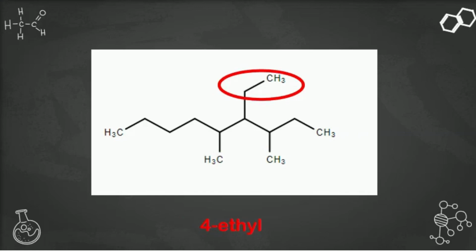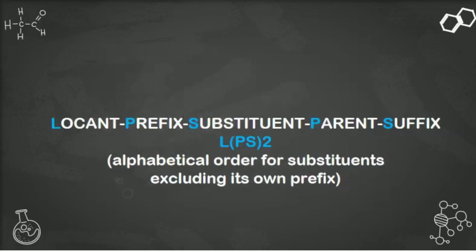So again, let us count in which carbon the ethyl is attached. So 1, 2, 3, 4. Ethyl is attached at the 4th carbon, so its locant is 4 and the substituent is ethyl. So it will be 4-ethyl.